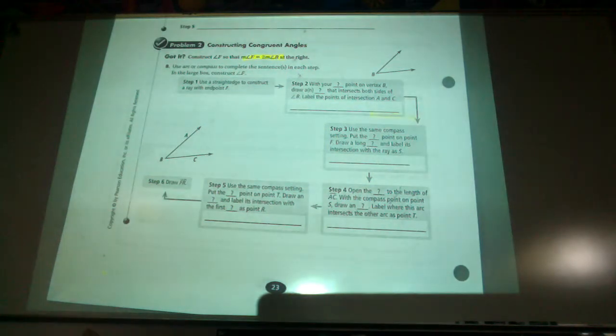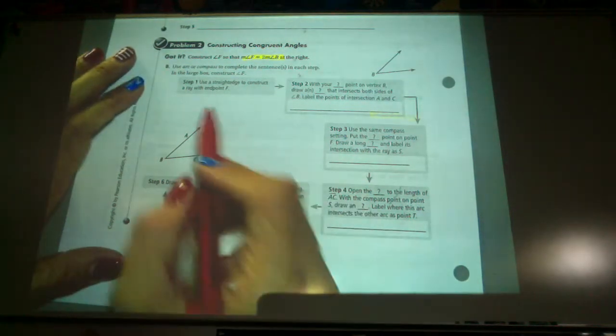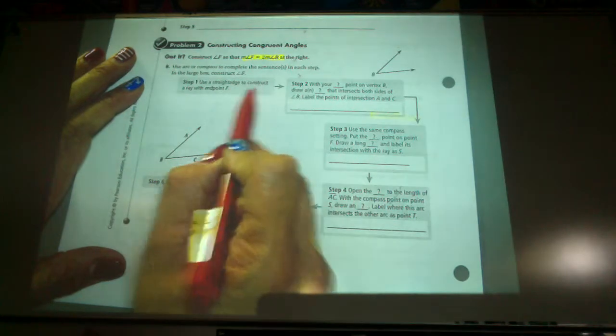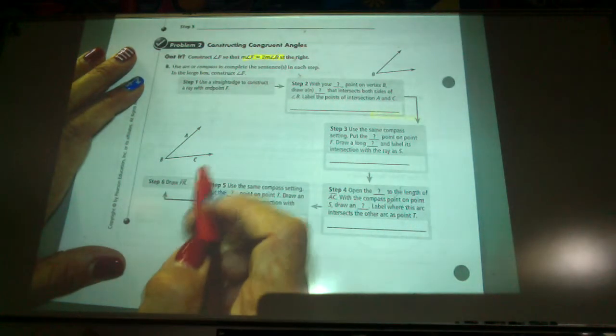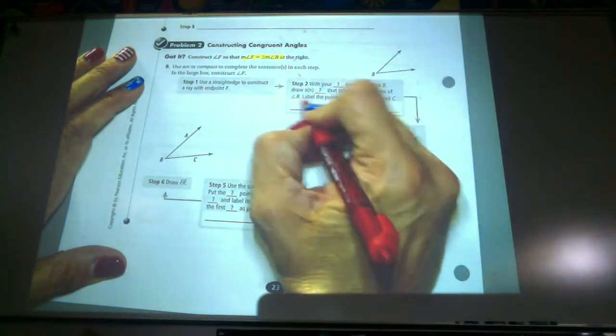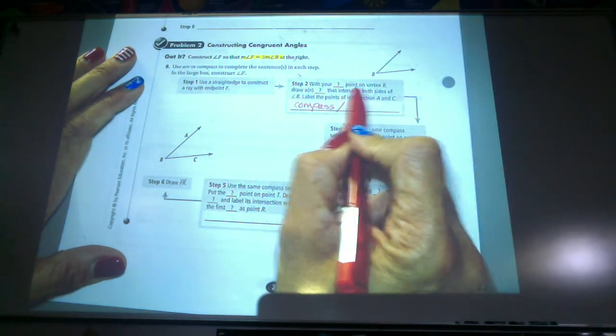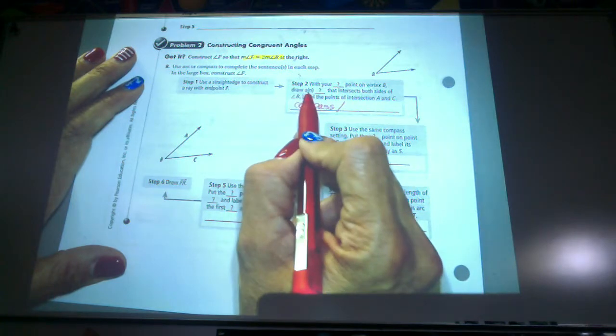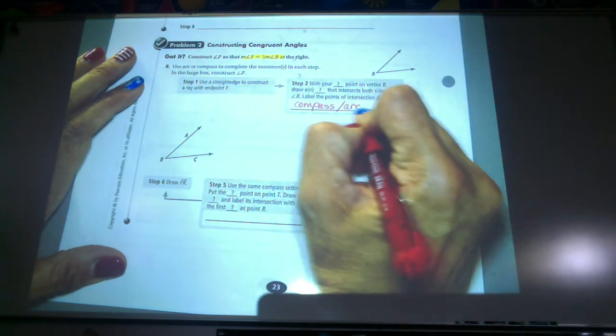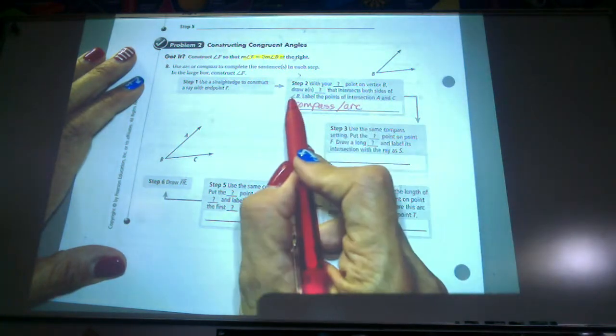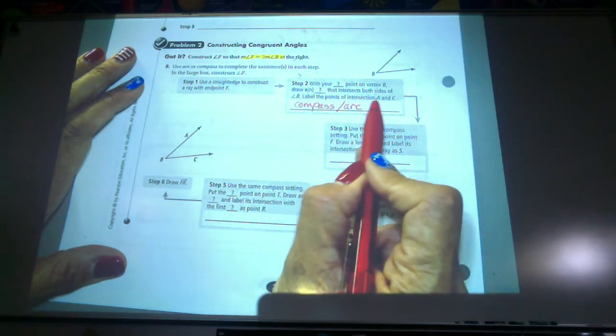So here we go. You've got some steps here, kind of like a flow chart. I want you to fill in the steps before we actually construct the angle. So you're first going to start and use a straight edge to construct the ray with endpoint F. Then with your compass point on vertex B, draw an arc that intersects both sides of angle B. Label the points of intersection A and C.